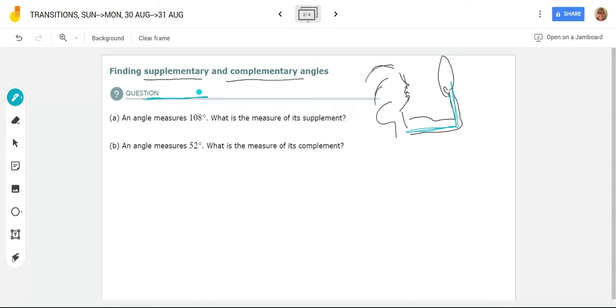supplementary are 180. Okay, it says an angle measures 108. What is the measure of its supplement? That relates to supplementary. So you take 180 and you subtract 108 and you will get 72 degrees.